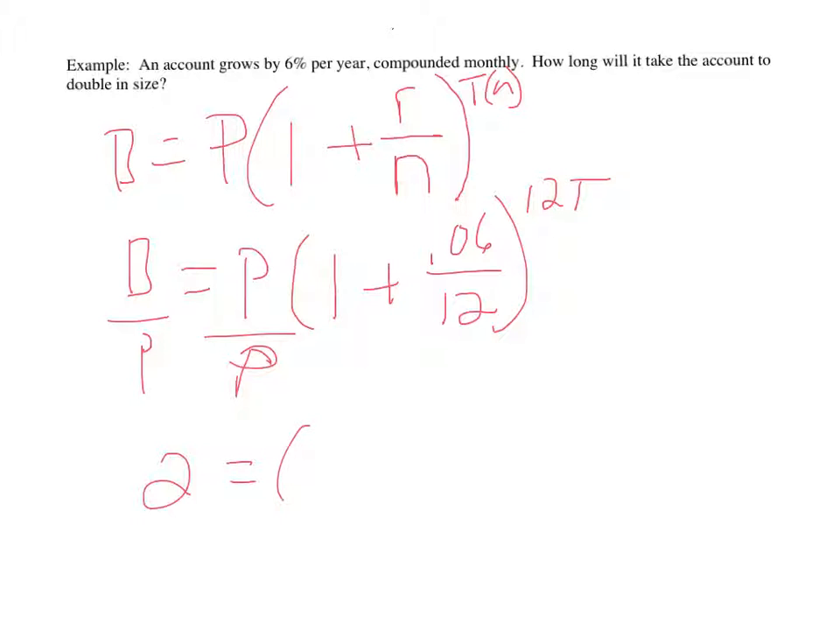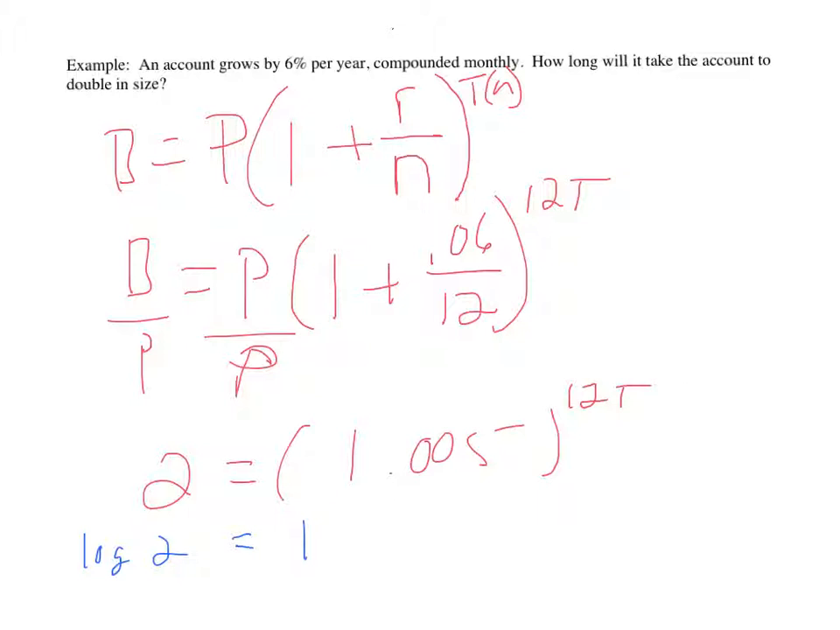So then I'm going to grab my calculator. I'm going to do 1 plus 0.06 divided by 12. I'm getting 1.005 raised to the 12t. So now we could ln both sides. We could log both sides. I'm going to write the log just because it's different.